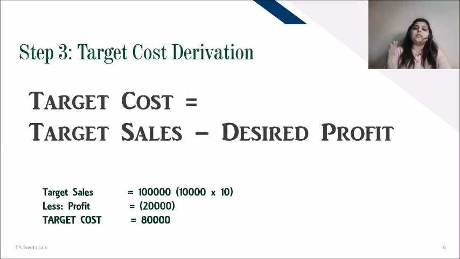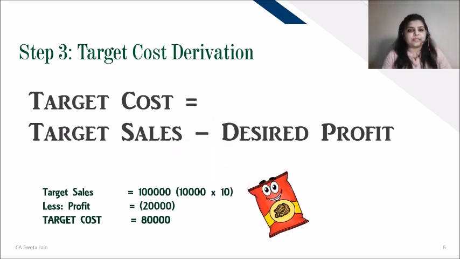That is 10,000 into 10. Out of that, I need a profit of 20,000. So what is going to be my target cost? My target cost is going to be rupees 80,000. That is rupees 8 per packet of chips. This is how I am going to derive my target cost.